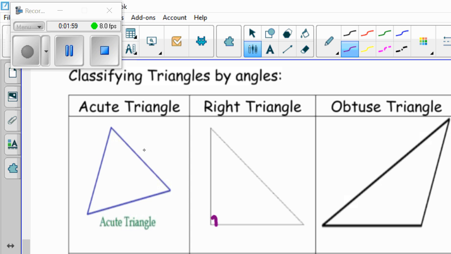An obtuse triangle has 1 obtuse angle, which means that your angle is greater than 90 degrees. And then equiangular, remember equal means equal and angular means angles. So it has 3 congruent angles, so they would all 3 have the same marks.